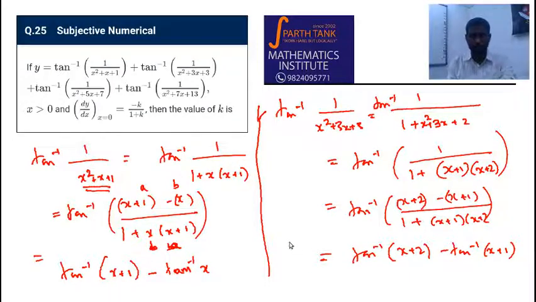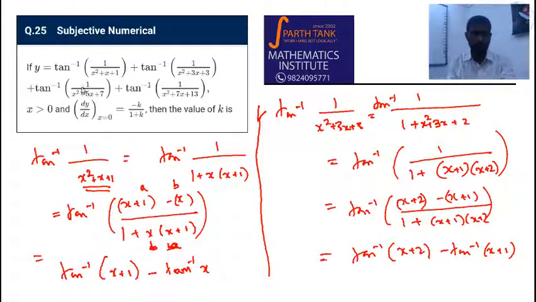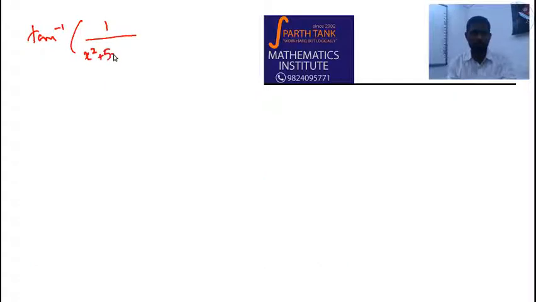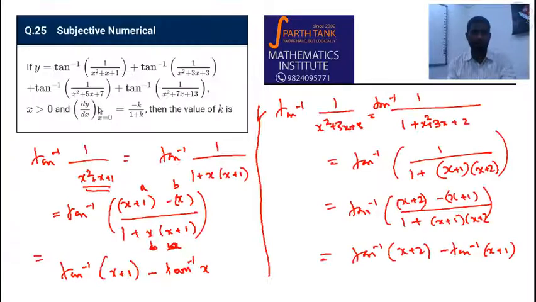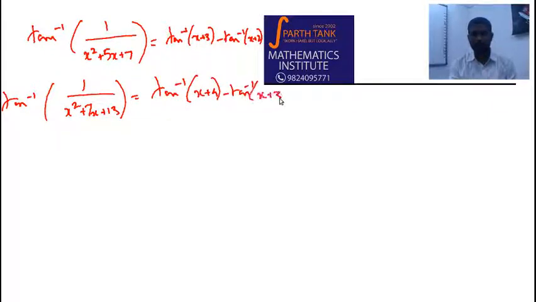So similarly, the third and fourth terms. Let me write those explicitly. That is tan inverse of 1 by this whole thing, x squared plus 5x plus 7, can be written as tan inverse of x plus 3 minus tan inverse of x plus 2. And finally, tan inverse of this term, 1 by x squared plus 7x plus 13, can be written as tan inverse of x plus 4 minus tan inverse of x plus 3.